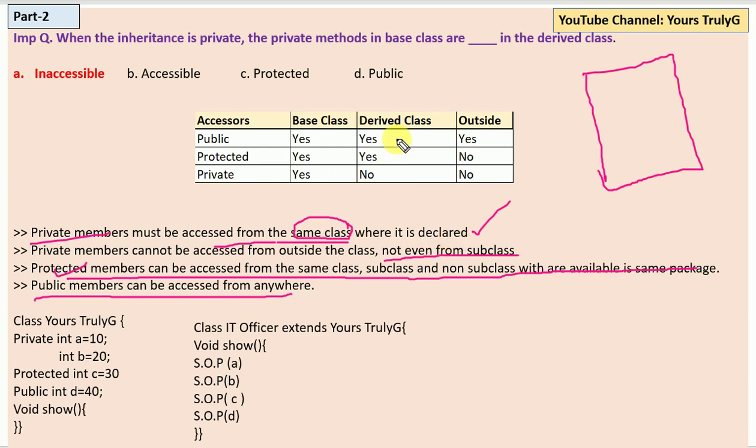And for protected, what you have to understand is that you can access it from the class, base class, subclass, and even from a non-subclass also. But the condition is it should be in the same package. A package is like a jar file and all those things, but the condition is that it should be in the same package.